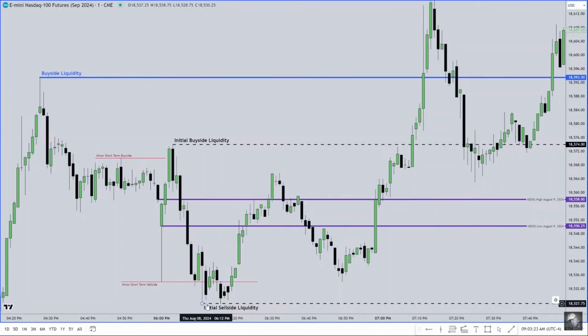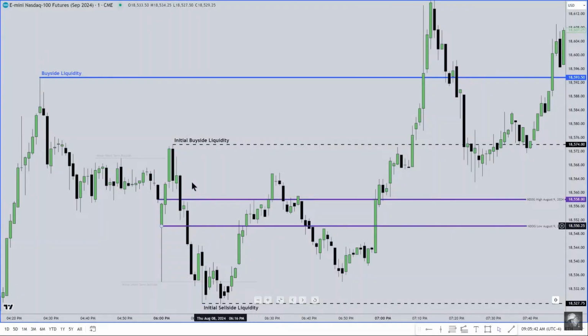Now there's a new low and a new high after 6 o'clock. You see that? This is the initial high and the low that every trader that trades at that moment is going to refer to for where their stop loss is going to be. So now we have initial sell side liquidity for the day and initial buy side liquidity for the day.